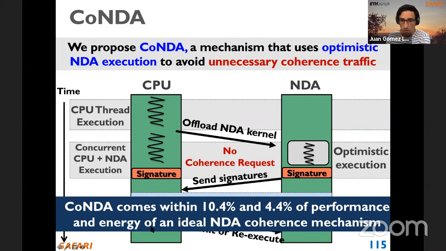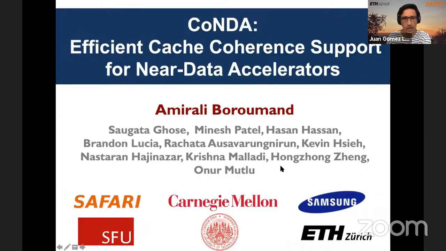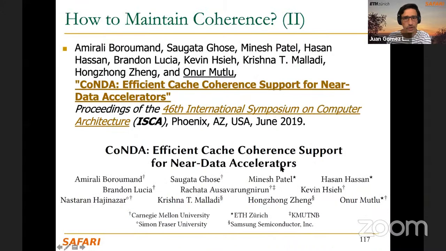By doing so, Conda is within 10% and 4.4% of the performance and energy of an ideal NDA coherence mechanism. So much closer to the ideal than other memory coherence protocols, as we have seen in previous slides. And this is the title of the Conda paper. Here you can find a link to the paper if you want to take a closer look at this proposal.